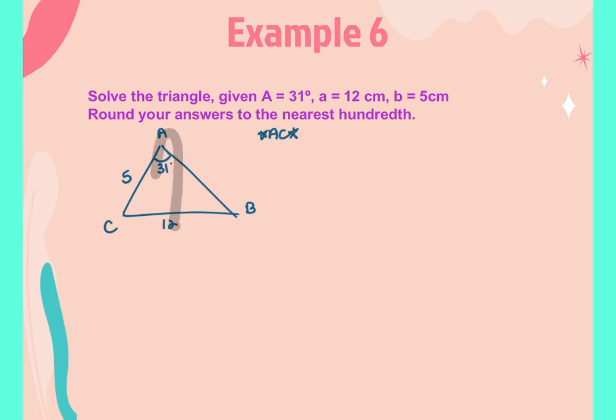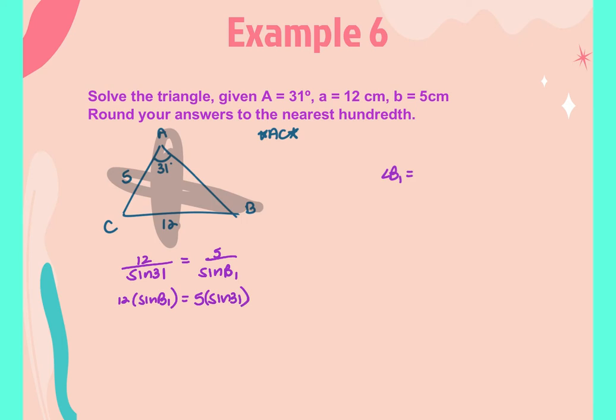So we're going to use both A's here, and we're going to find angle B first. So we're going to say A, which is 12, over the sine of A, which is 31, equals 5, which is B, over the sine of angle B. And again, we're going to call it B1 because we are going to assume there's a second triangle. So now we cross multiply and then divide. And the sine of B1 equals 5 sine 31 divided by 12.